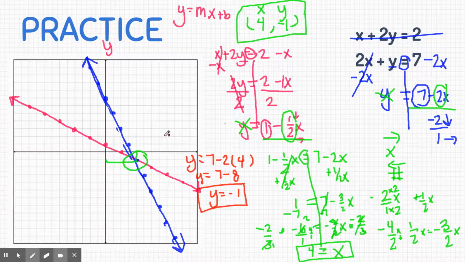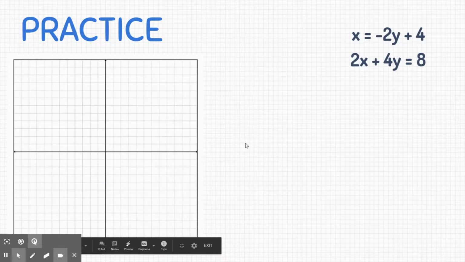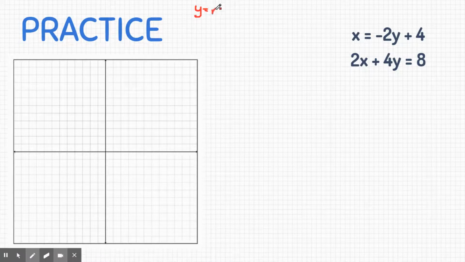All right, time to move to the next problem. If you need to pause here to get all this work, please do so. All right, so we're going to move on to our next problem. Remember that our first thing we need to do is make sure each equation's in y equals mx plus b form. Since neither of these equations are, we're going to convert them both. So I'm going to start with this one.